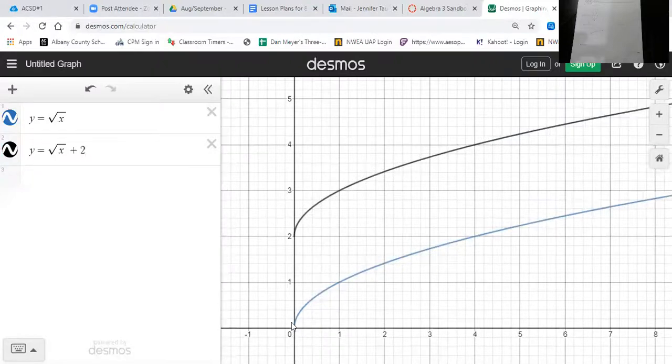Okay, well, I went up 2, and my vertex is no longer 0, 0. It's here at 0, 2, but I went to the right and up 1 from that point. So I went to the right 1 and up 1. All right, let's go back to our notes and put that one in.